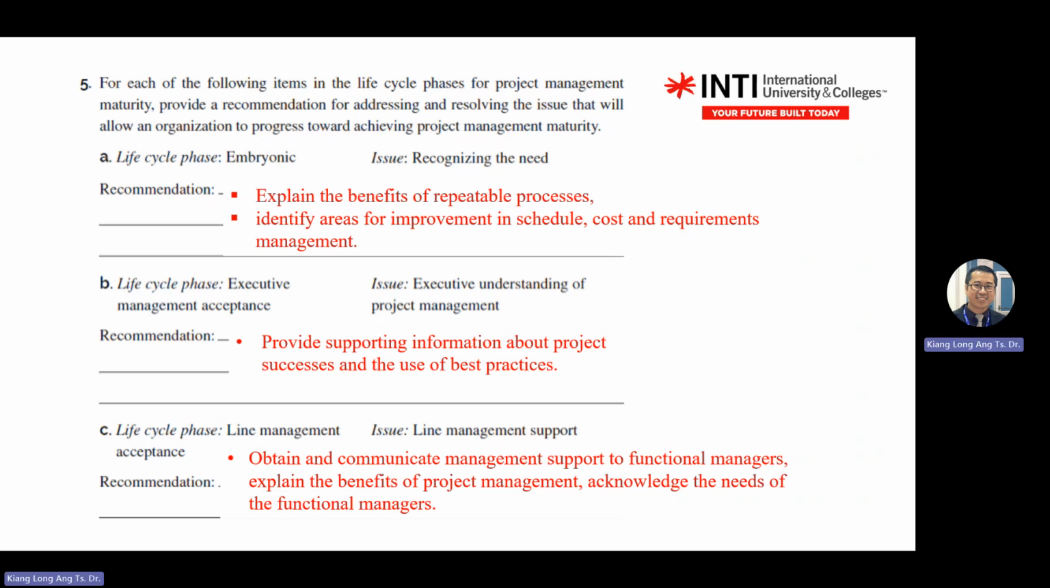Number 3, line management acceptance. Line management means functional unit. During this maturity phase, line management acceptance, they have an issue. Functional management support, they don't support you. How do you handle this? You need to communicate. Explain what? The benefit of having project management.